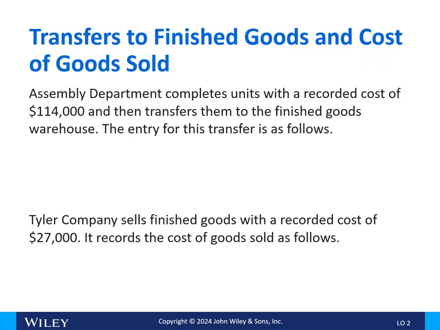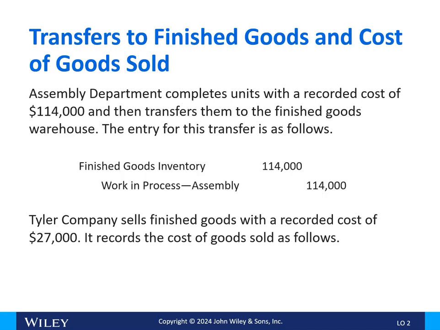The assembly department completes units with a recorded cost of $114,000 and then transfers them to the finished goods warehouse. That entry looks like this. We're going to debit finished goods inventory $114,000, credit work in process assembly $114,000.